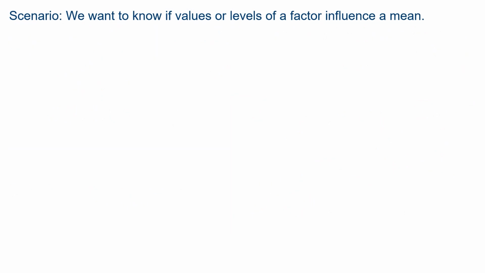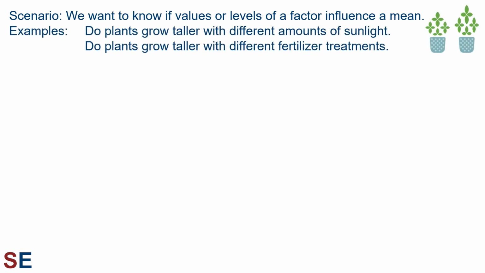The scenario we're interested in is whether and how some factors we have identified influence or are associated with the mean values of groups that have differing values and combinations of those factors. We want to know if the values of a factor influence the means of groups that differ in that factor. Some examples of this type of question would be, do plants grow taller with different amounts of sunlight, or do plants grow taller with different fertilizer treatments? The values of the factors can be quantitative ones, like hours of sunlight ranging from 5 to 24 hours, or they could be qualitatively distinct ones, like fertilizer brand A versus fertilizer brand B versus brand C.